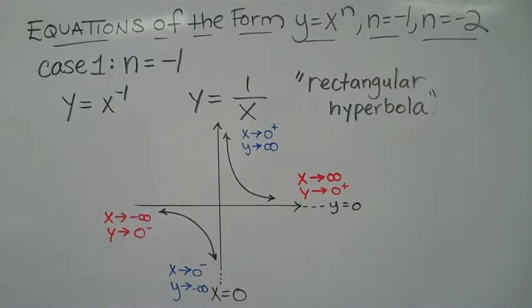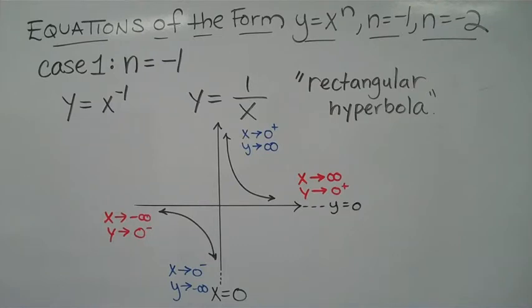In this lesson, we're going to be talking about power functions, both with n equals -1 and n equals -2. Equations of the form y equals x to the n, the power function, where n equals -1 and n equals -2. Let's consider case 1, where n equals -1. Then y equals x to the -1, because our exponent is -1, and we can write that as y equals 1 over x.